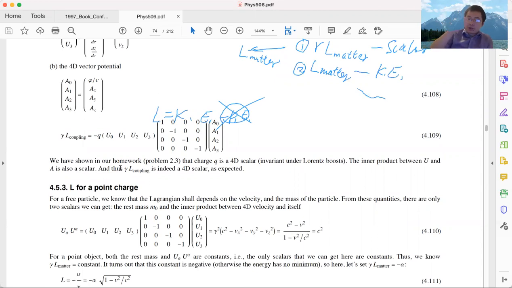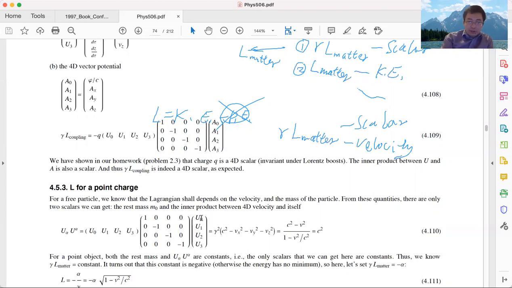Because it only contains the kinetic energy, it should only depend on the velocity. It does not depend on the position. Position doesn't matter. It only depends on the velocity of my particle. In other words, we have gamma times L matter, and this whole thing needs to be a scalar and a function of velocity. We need to utilize velocity to make a function of velocity which is a scalar. How can we make a scalar out of velocity? There's only one way to do that.